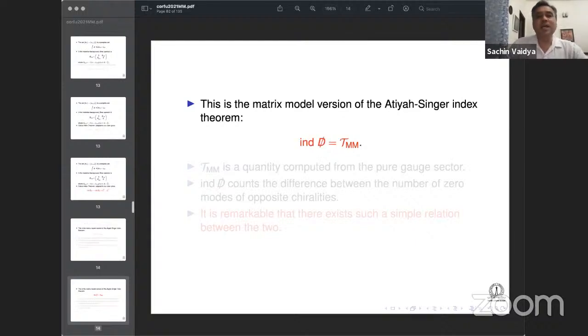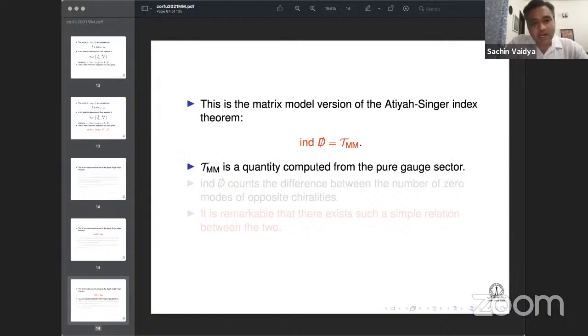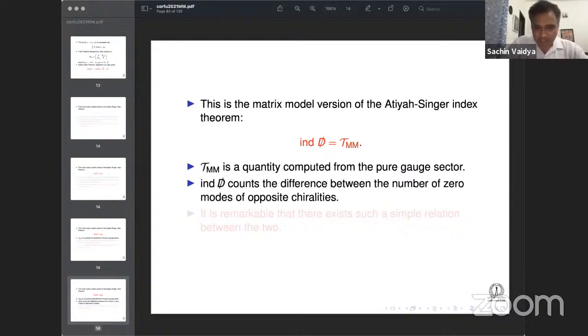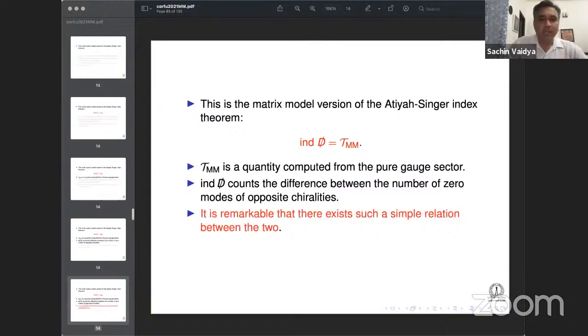So this is, if you like, the matrix model version of the index theorem: the index of D-slash, which is the difference between the number of plus and minus chirality modes, is equal to R2 minus R1. Now notice that tau is a quantity that is computed in the pure gauge sector, whereas the index is computed as the difference between the number of zero modes of opposite chiralities. So it is a remarkable fact that there exists such a simple relationship between these two quantities.